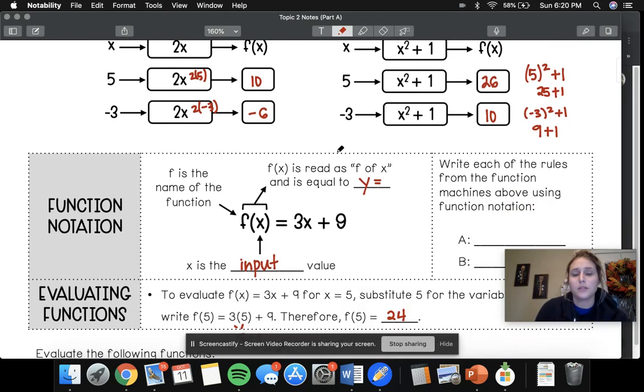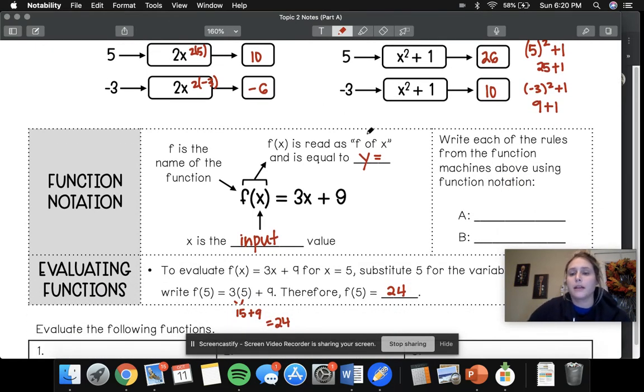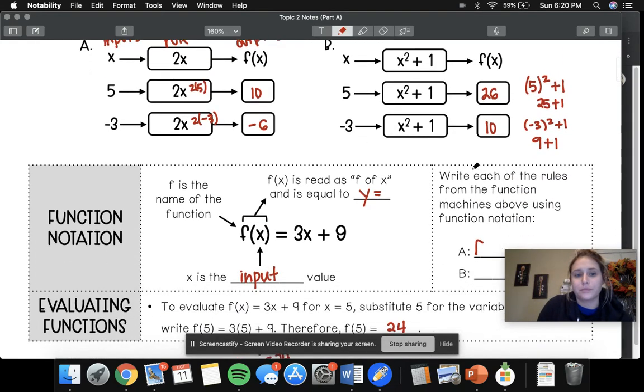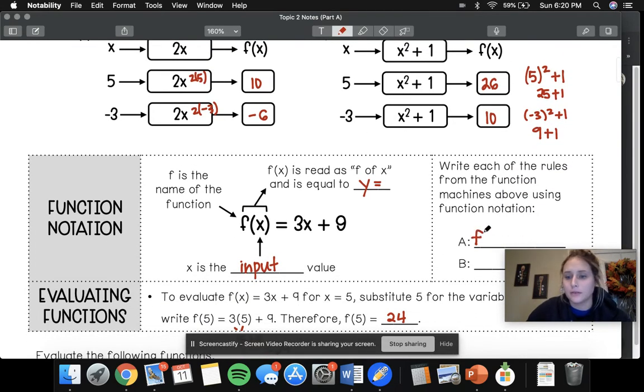So we put in the same thing for both of these rules, but because of the rule, we got different outputs. For this part, it says write each of the rules from the function machines above using function notation. The way we'll write this is f of x for a. To get our output, we just follow our rule, which is 2 times our input.